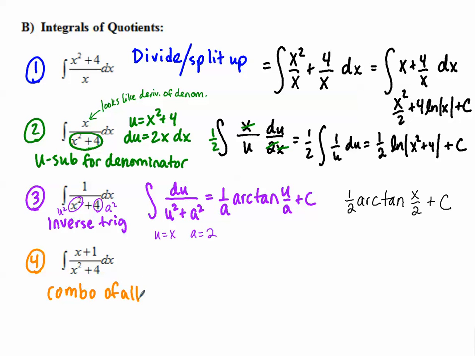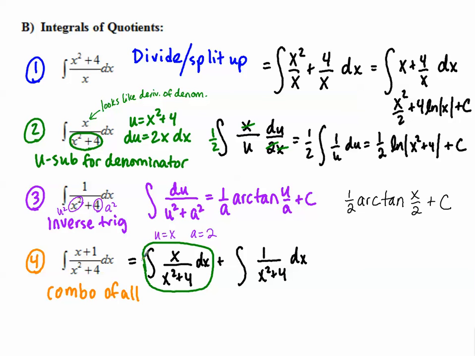What do I mean by that? Well, first technique, splitting it up. So let's split it up. x over x squared plus 4 with respect to x plus 1 over x squared plus 4 with respect to x. Well, now we have this one. We solved this with concept 2, u sub for denominator, reference back to problem number 2, and this one we solved with arctangent, reference back to method 3. So put the two together and then we get our final answer.